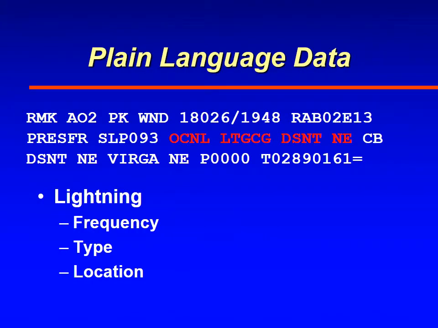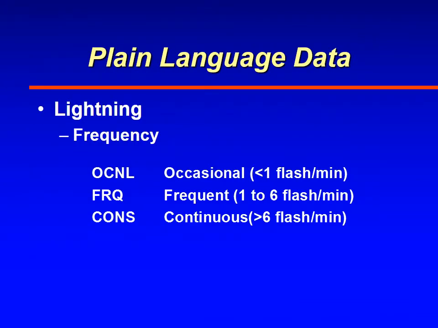Lightning is very important. It tells you where there are thunderstorms. So they always put lightning in the remarks section when they see it. And they will put the frequency, type, and location of the lightning. The first is frequency, and frequency is how often lightning strikes. Weather observers actually have to go out and count the lightning strikes per minute and hopefully not get struck by lightning. So if they see lightning that is less than 1 flash per minute, then they will record it as occasional. If it's between 1 to 6 flashes per minute, it's frequent. And if it's more than 6 flashes per minute, then it's continuous lightning.